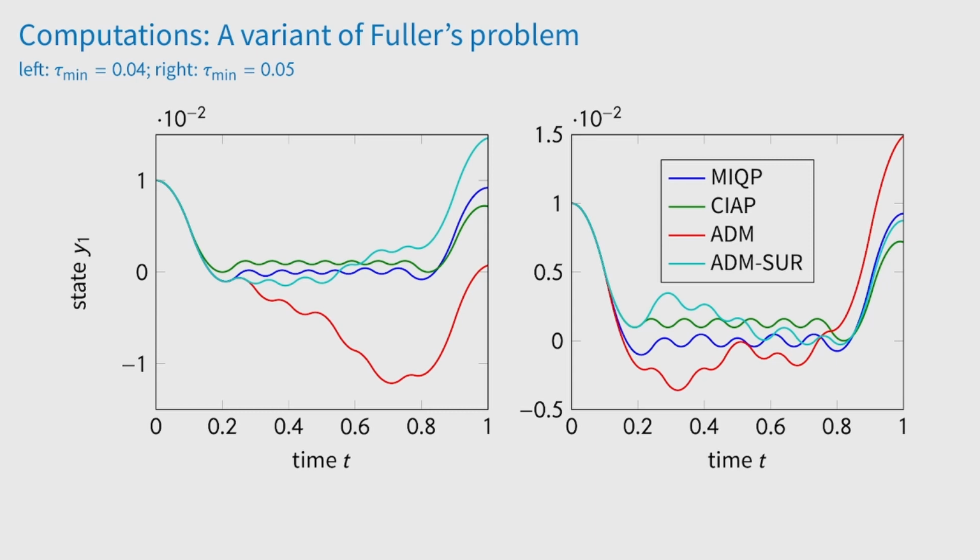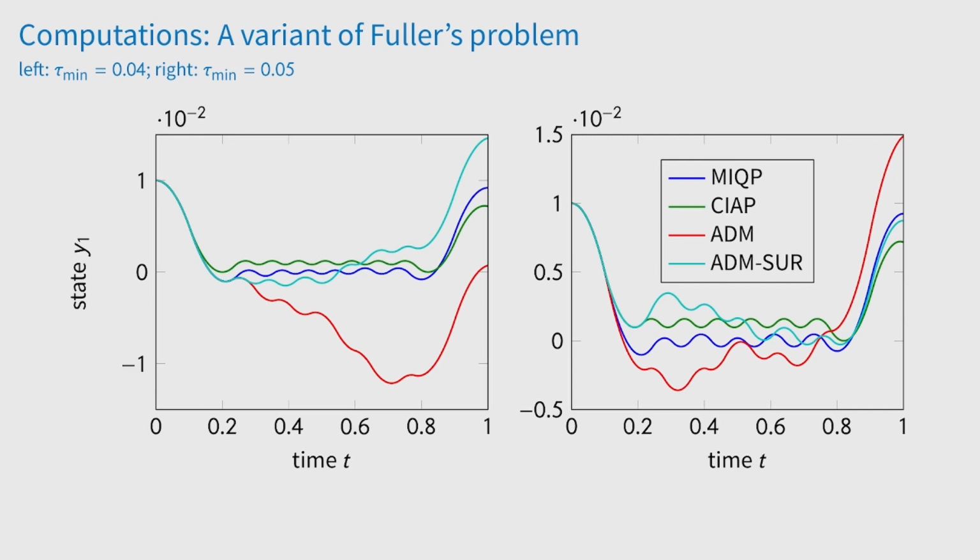And here you see some results for different tau min. On the left tau min is 0.04, on the right it is 0.05. And you see the different methods. As a reference implementation, we fully discretized the problem and solved an MIQP, because using the right discretization everything stays quadratic, so you get a mixed integer quadratic problem. The other reference was the combinatorial integral approximation. And then our two methods are either the alternating direction method without sum-up rounding, so just relaxing the integral controls in the first subproblem, or solving it with additional rounding.